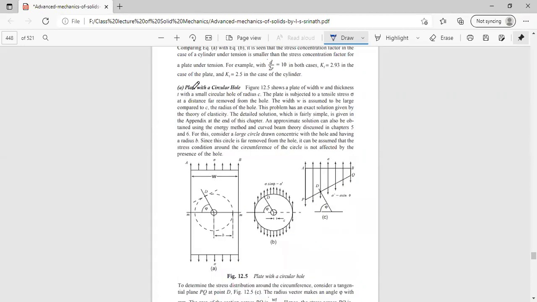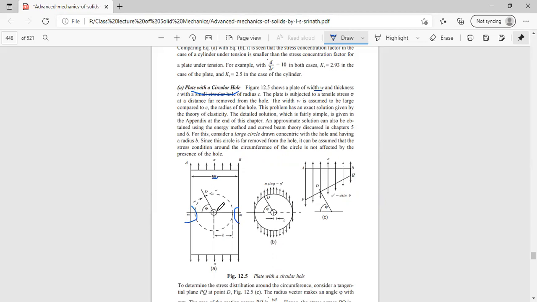The plate with a circular hole. We have so far discussed the plate. It will have a groove somewhere here or somewhere here. But now we are thinking of a plate of width W, as given here, and thickness T, with a small circular hole of radius C itself.